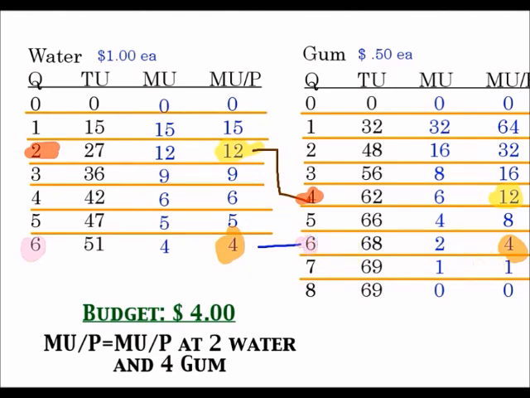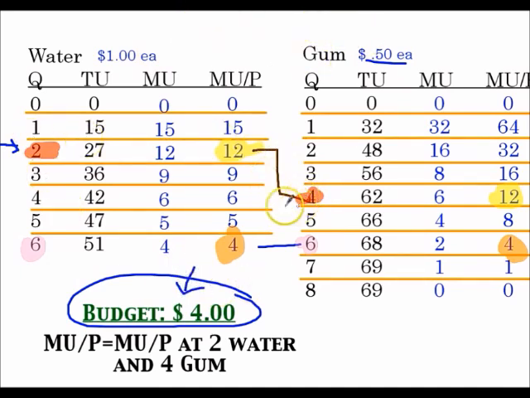This is when the budget comes into play. I have a $4 budget. So we need to take a look at the price tags and see which combination we can actually do. So if water is $1 each and I buy 2 water, that's $2. If gum is 50 cents each and I buy 4 gum, that's $2. $2 plus $2, that's our budget. I can do that combination. However, if you take a look at the second combination that we have here, your 6 and your 6, I can't afford that. 6 units of water at $1 each is $6. I only have $4 to spend. That's not going to happen.